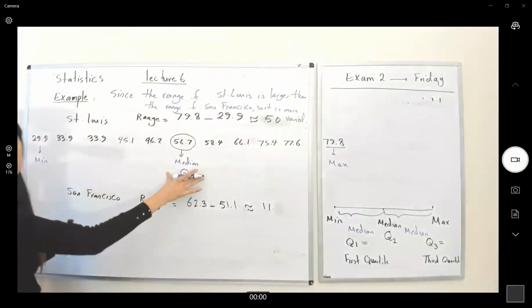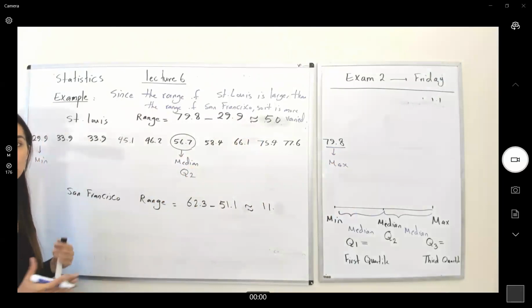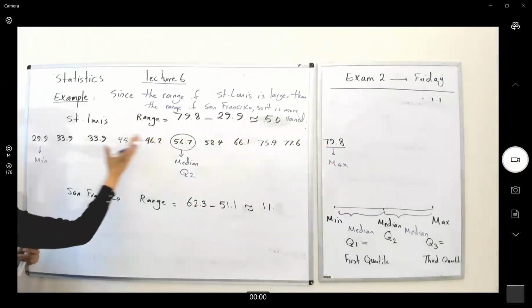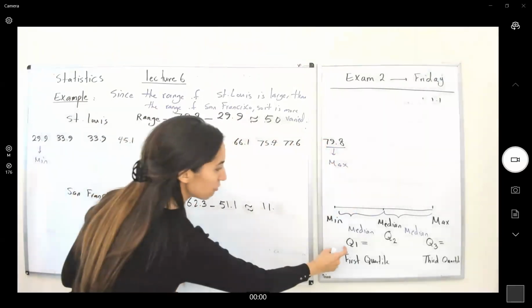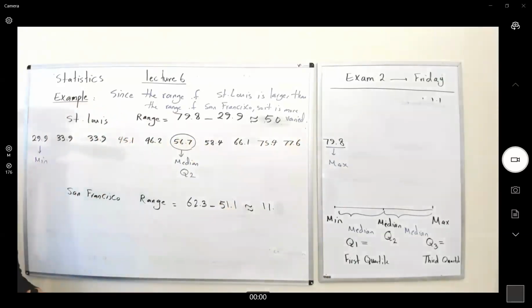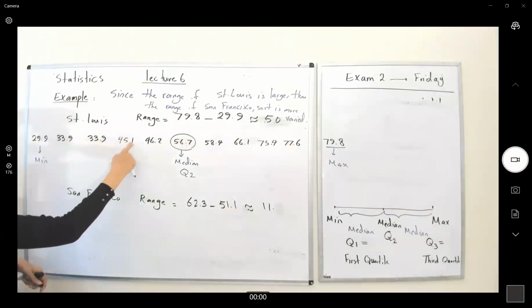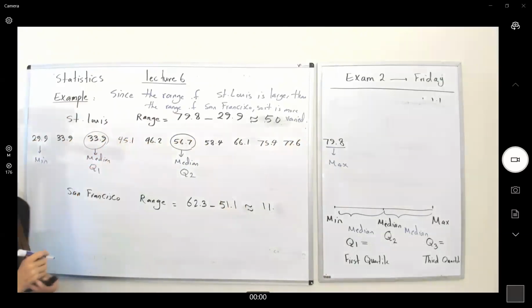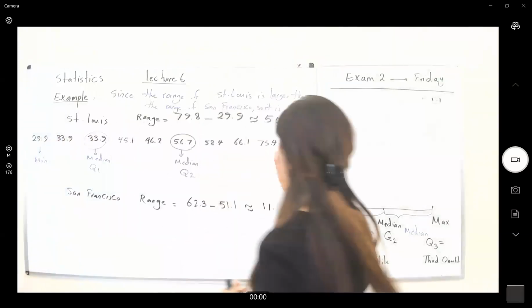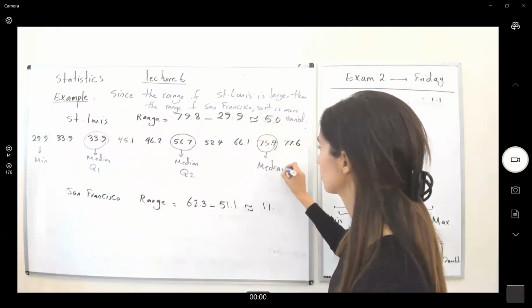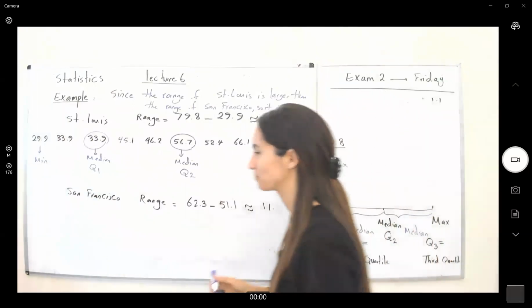Now, this second quartile, this median actually divides your data into two portions. The median of the first portion is called the first quartile, and the median of the second portion is called the third quartile. Okay, 1, 2, 3, 4, 5. This number here is going to be the median or the first quartile. And here, 75.4 is going to be the median or the third quartile.